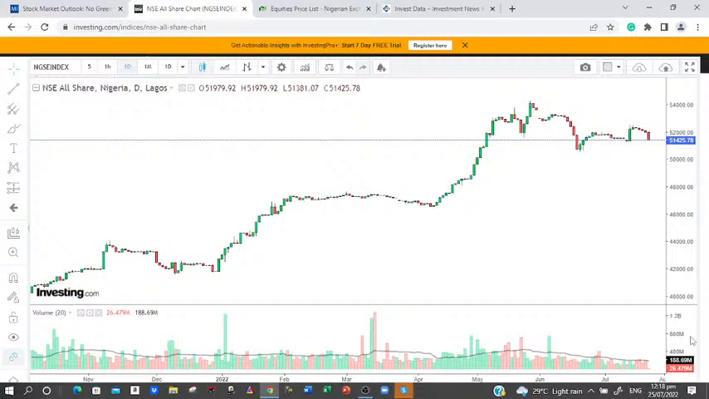Yes, quick one. We want to look at the state of the market. As we speak now, the market is still in red. We have seen a pullback already, but at this hour, the market is doing 51,409.85. Market is down with 570.07 points, representing about 1.1% down.